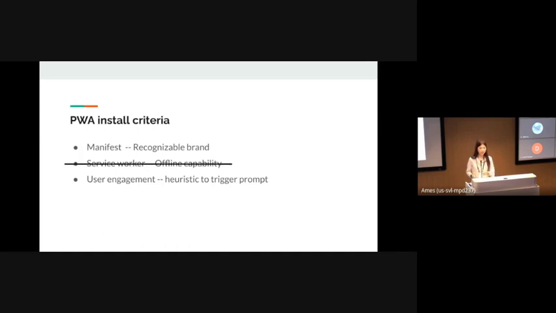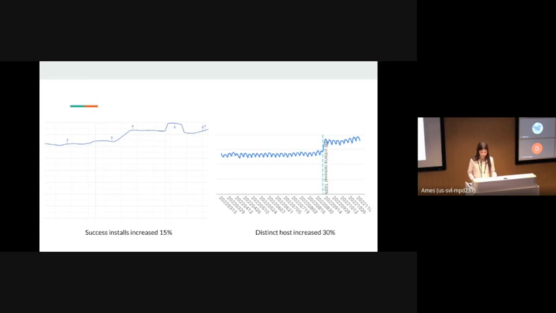Starting from M105, Chrome Android no longer requires a web app or PWA to have a service worker to be able to install. Because of this, since this change landed, our install rate increased by 15%, and also there are 30% more distinct origins able to install on users' devices.